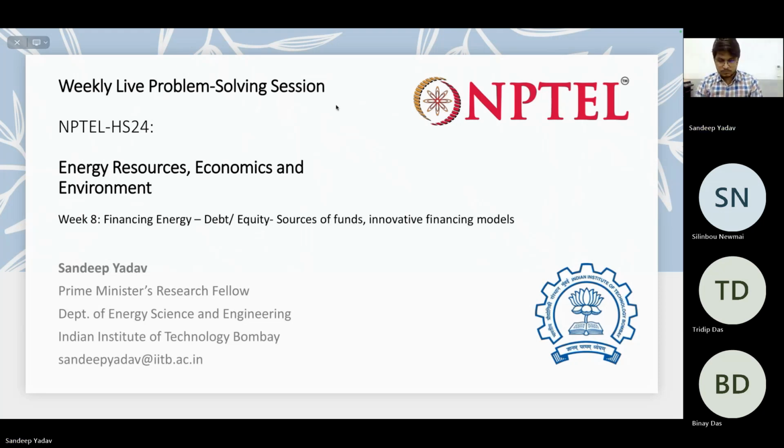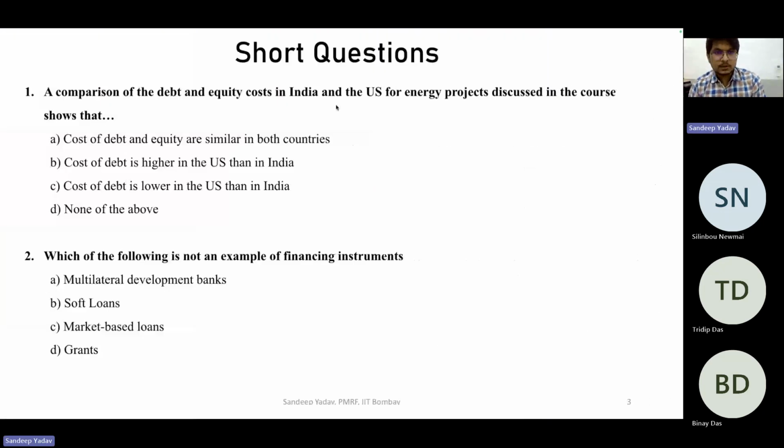Next, begin with question number one. We'll start with the short questions first, which mostly include the theoretical part. The first question says: a comparison of debt and equity costs in India and US for energy projects discussed in the course shows that option one, cost of debt and equity are similar in both countries; option two, cost of debt is higher in the US than India; option three, cost of debt is lower in US than India; or none of the above.